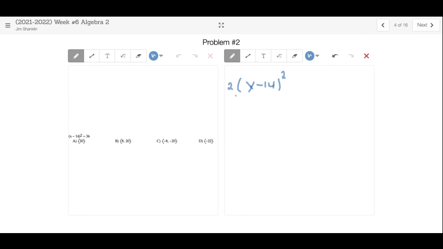Now, if there was like a 2 on the outside, we'd have to get rid of this 2. If there was like a +4 here, I'd have to get rid of this +4. But everything inside this parenthesis is to the second power, so we have to get rid of everything on the outside, but there wasn't anything on the outside.